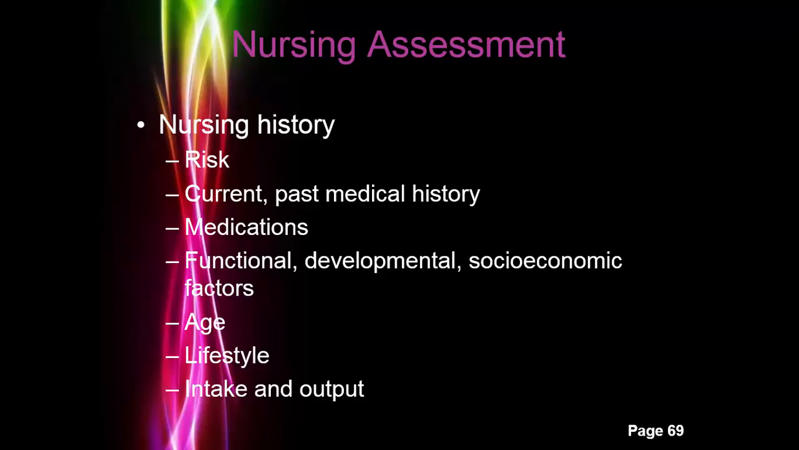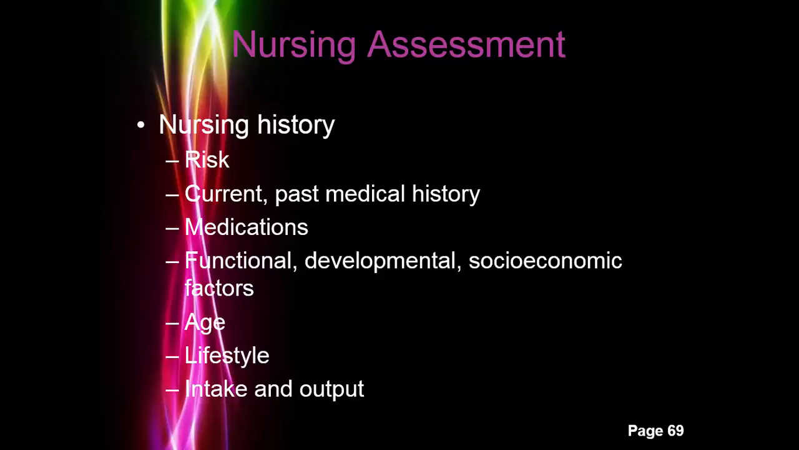Get their current medications they're on, especially their diuretics. Looking at information on functional, developmental, and socioeconomic factors as well. Age: your older adults and young children depend on others to meet their food and fluid needs, so that can often play a role in their intake and output.